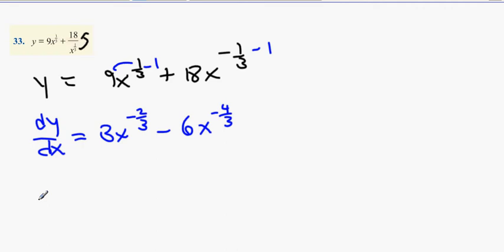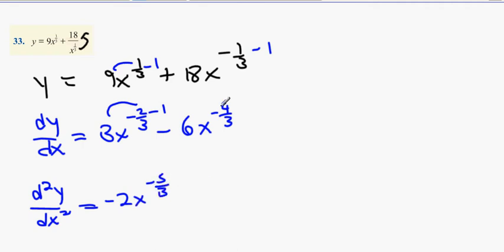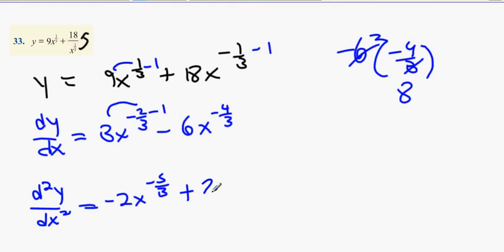Differentiate again, put d2y dx squared down. What we're going to get is multiply minus 2 over 3 by 3. You're going to get minus 2 when you multiply them. Take 1 away from the power, x to the power minus 5 over 3. Multiply minus 6 by minus 4 over 3. That is going to give us plus 8. Plus 8x, take 1 away from the power, and you get minus 7 over 3. Okay, that's our answer for the second derivative. Moving on.